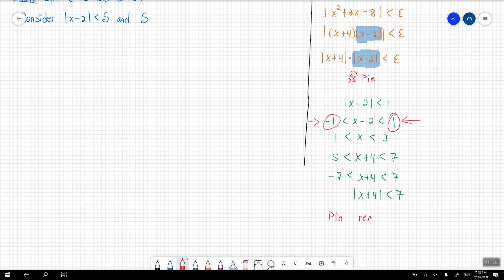So, pin removed. Okay, so now that the pin is removed, we can just keep going.